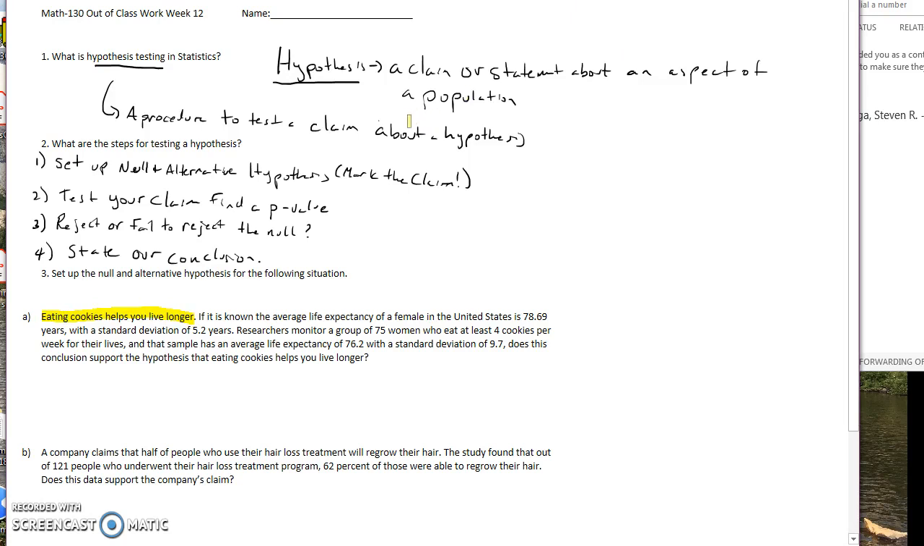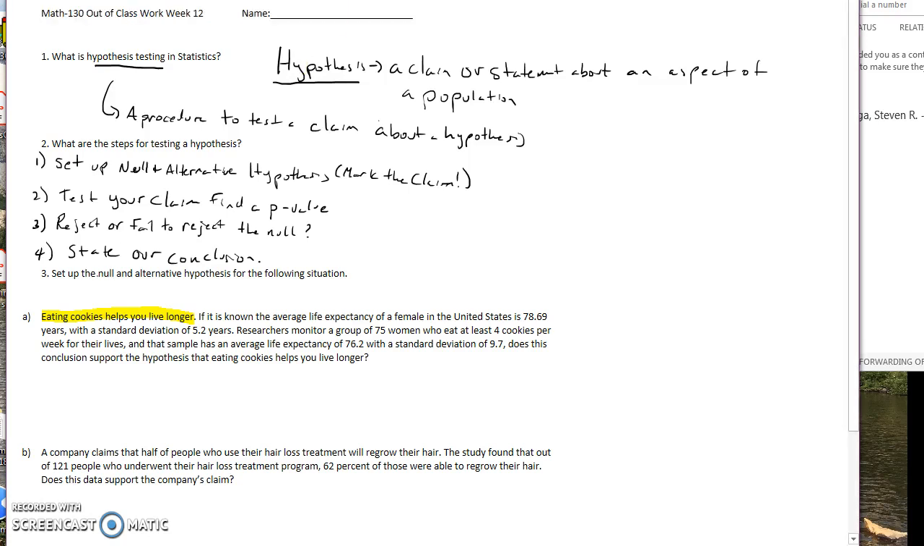It says, if it is known that the average life expectancy of a female in the United States is 78.69 years with a standard deviation of 5.2 years, researchers monitor a group of 75 women who eat at least 4 cookies per week for their lives. Seems like a good life. And the sample has an average life expectancy of 76.2 with a standard deviation of 9.7. Does this data support the hypothesis that eating cookies helps you live longer?